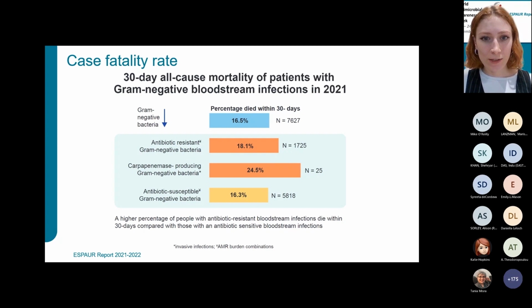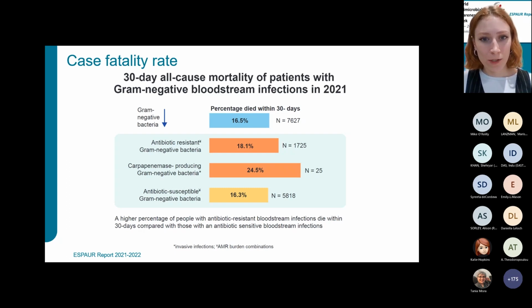This infographic shows the percentage of patients with different types of gram-negative bloodstream infections that have died within 30 days. So overall, for any gram-negative bloodstream infection, the 30-day all-cause mortality was 16.5% of patients. Patients infected with a gram-negative strain resistant to one or more key antibiotics had a higher case fatality rate, 18.1%, compared to those with an antibiotic-susceptible strain at 16.3%.